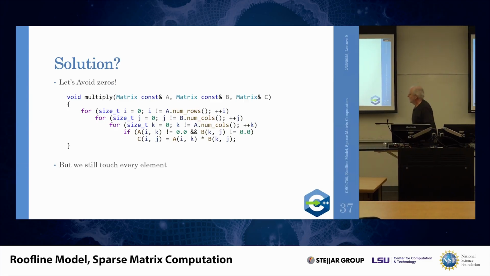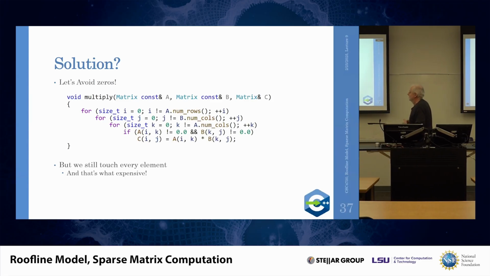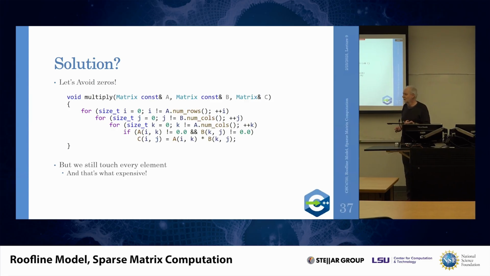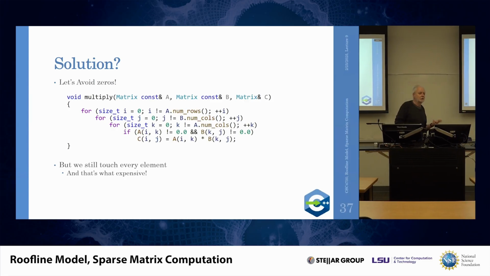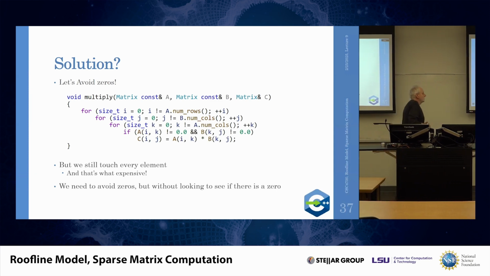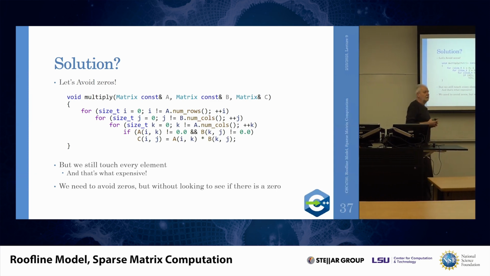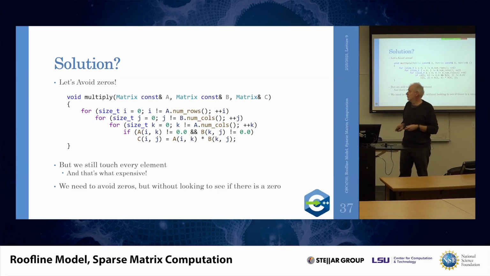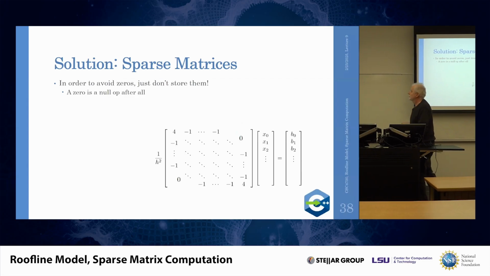We still touch every element, and that's what's expensive. It's not the floating point operations that we want to save. We want to save on data movement, because that is much more expensive than the operations themselves. So we need to avoid the zeros without looking at the values to see whether they are 0. And that's where the crux lies.